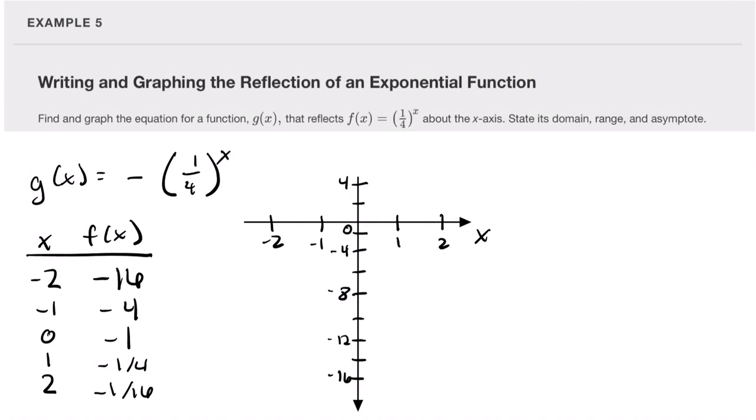Okay. So then if we plot these points, we have what? Negative 2, negative 16 is here. Negative 1, negative 4 is here. 0, negative 1 is halfway. Oh my goodness. Everything else is really close to the x-axis, but slightly to the bottom. Okay. So then we have a horizontal asymptote.